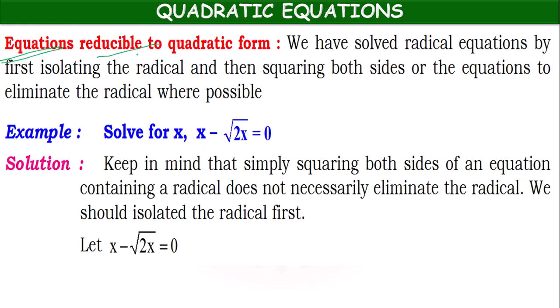So equations reducible to quadratic form. Equations reducible to quadratic form means if they are not in quadratic form like this, x minus root 2x equal to 0, we have to turn them into quadratic form. So that is called equations reducible to quadratic form.